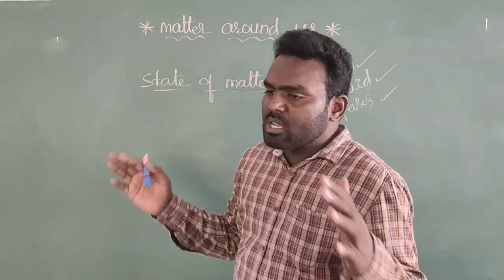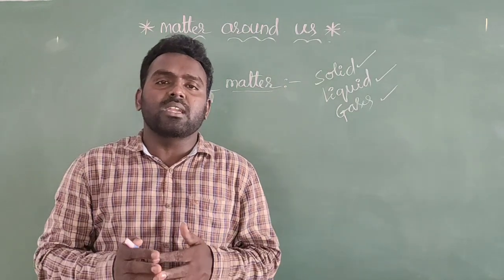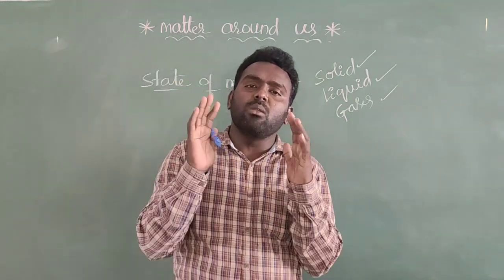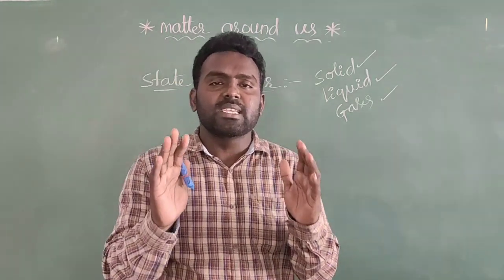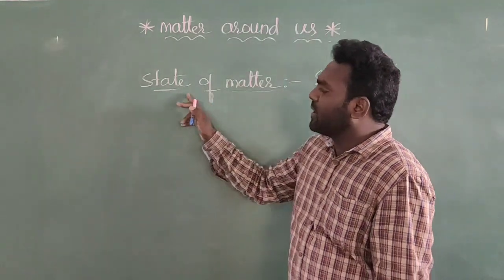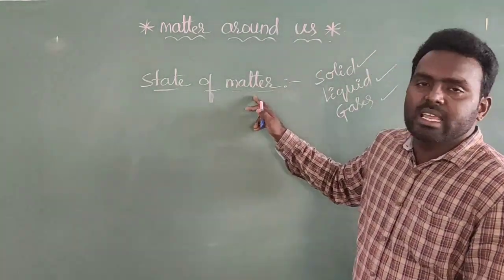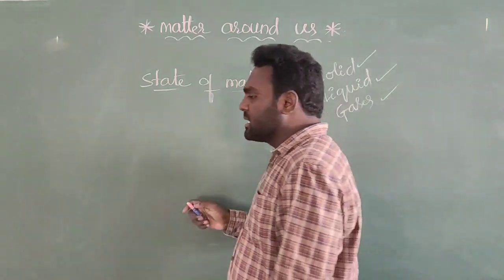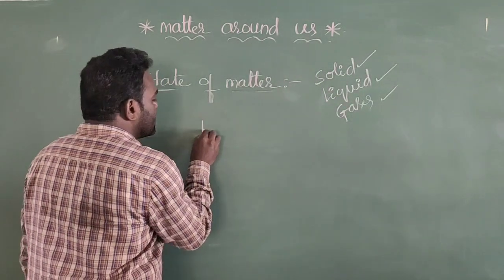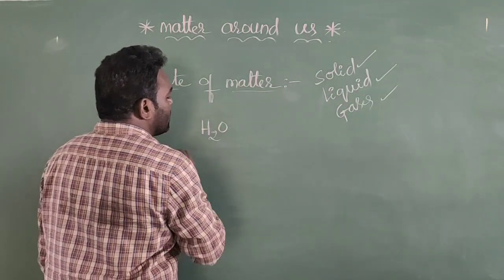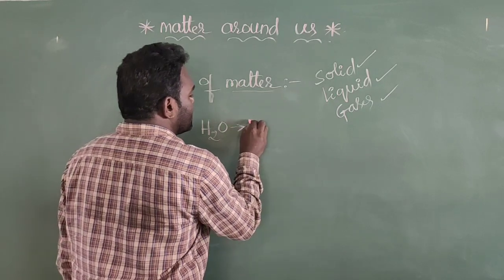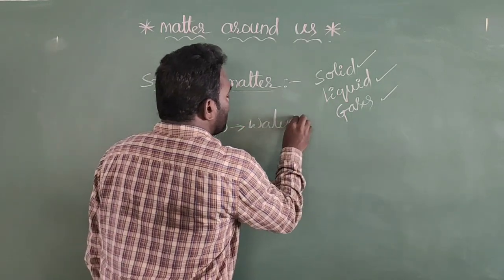In our surroundings, we observe that so many materials are there. All these materials have different physical forms, and these different physical forms we call the states of a matter. I will give one example. In our daily life we say water molecule. This is called the formula of the water molecule.